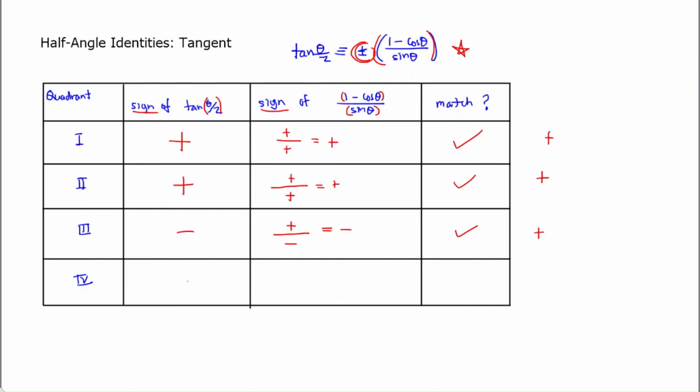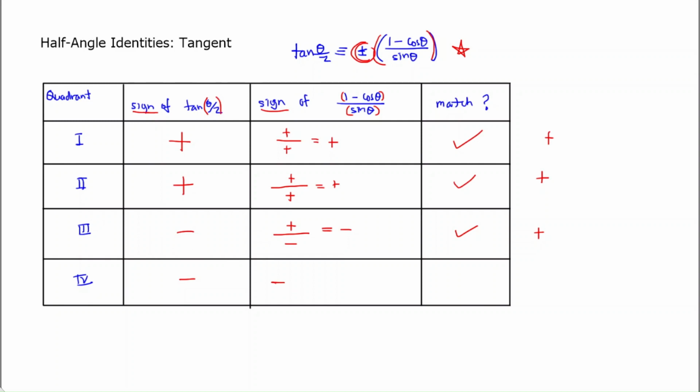Once again, the signs match. In the fourth quadrant, let's do the same thing. The sign of tangent theta over 2 is going to be negative. Now tangent theta in the fourth quadrant may be a different question, but we're talking about theta over 2. So for angles between 270 and 360 degrees, take half of that, any angle in that range, I think you're going to get a negative for tangent theta over 2.